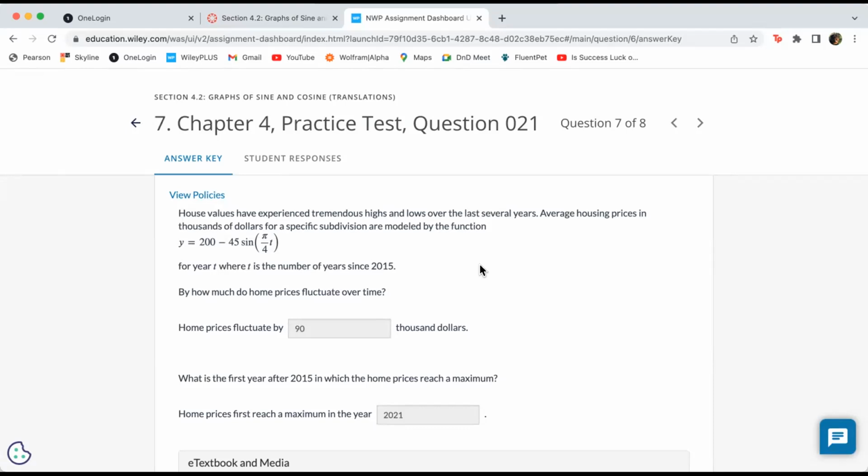The main reason I want to look at this is that we live in California, and it says the maximum home price over the last several years in the subdivision is $245,000. And at one point, average housing price was 200 minus 45. What's that? 155, $155,000.